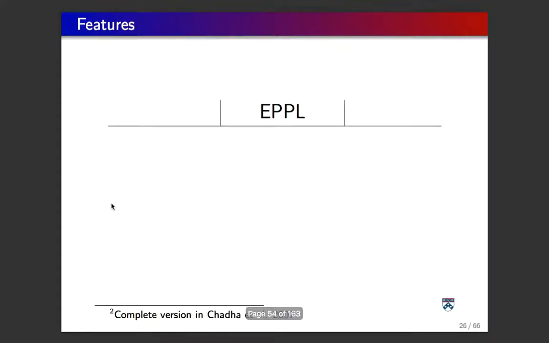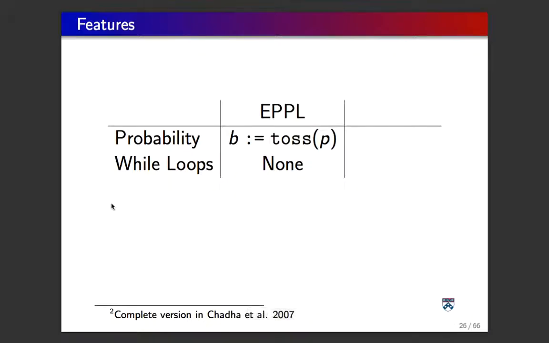I just want to walk you through some of the features of this logic, because I don't want to present all of the remaining rules here. But probability, as we said, is brought in by the simple toss operator. This language doesn't have while loops, and there's a reason for that. The reason is that it's trying to be easy to reason about. While loops are hard to reason about.